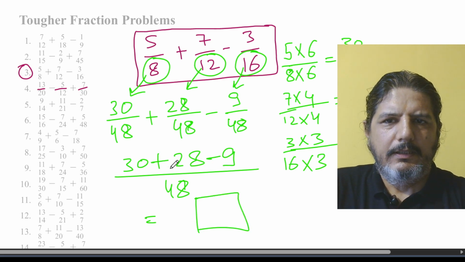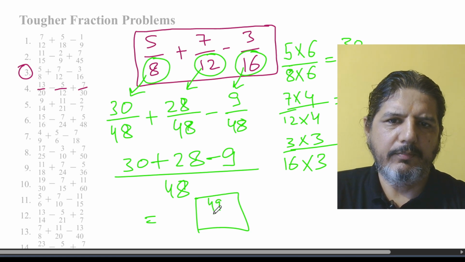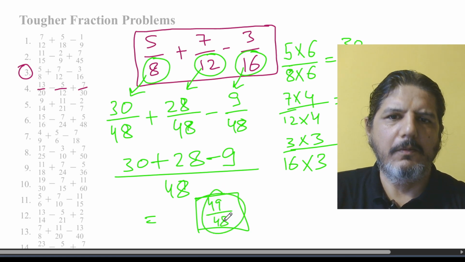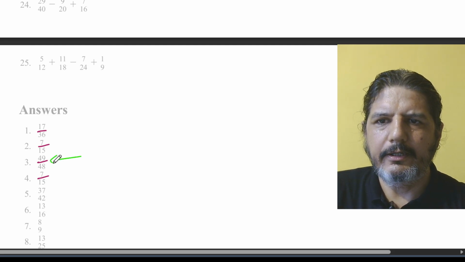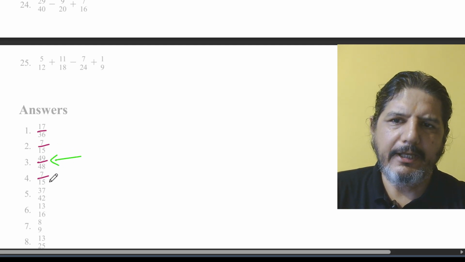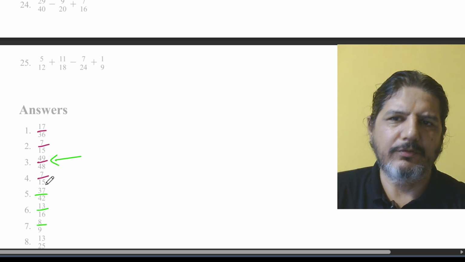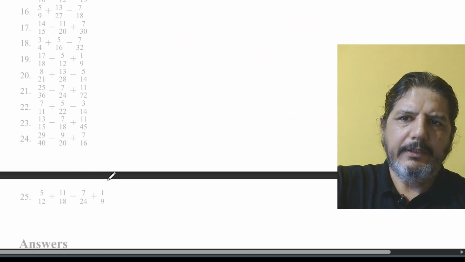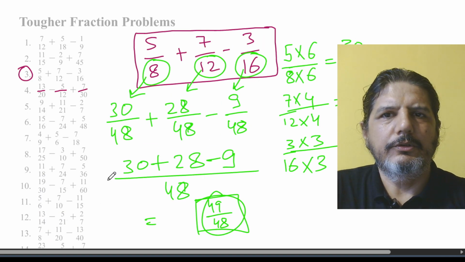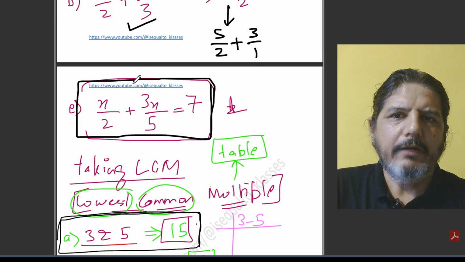So this would be 30 plus 28 is 58, 58 minus 9 is 49. So 49 upon 48. Question number 3, 49 upon 48 is the final answer. Just take care to add 37 by 42. This is 13 by 16. This is 8 by 9. So this is what you will have to take care. So practice these 25 questions, and you should have enough practice.